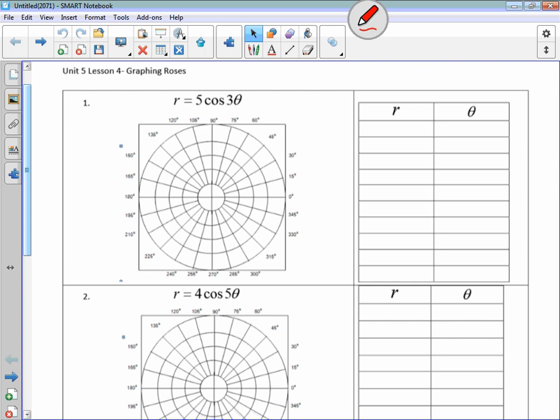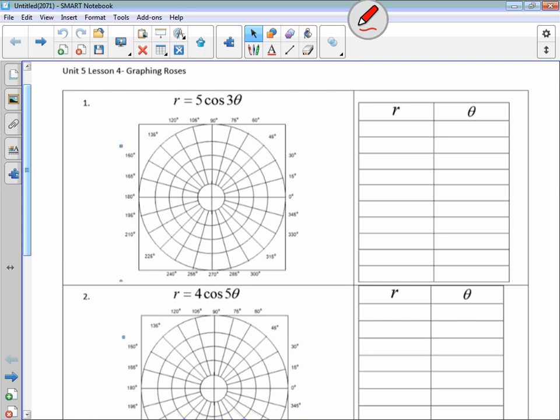So guys, looking at this, how long are your petals? 5. How many petals would you expect to have? 3. And could you figure out where those petals are? Yes. Okay, so let's do this by plotting points instead so that we can plot them in order. But we're still going to graph the entire thing. So you know what it should look like, right? So you guys have in your mind what this should look like. So let's think about plugging in some thetas.